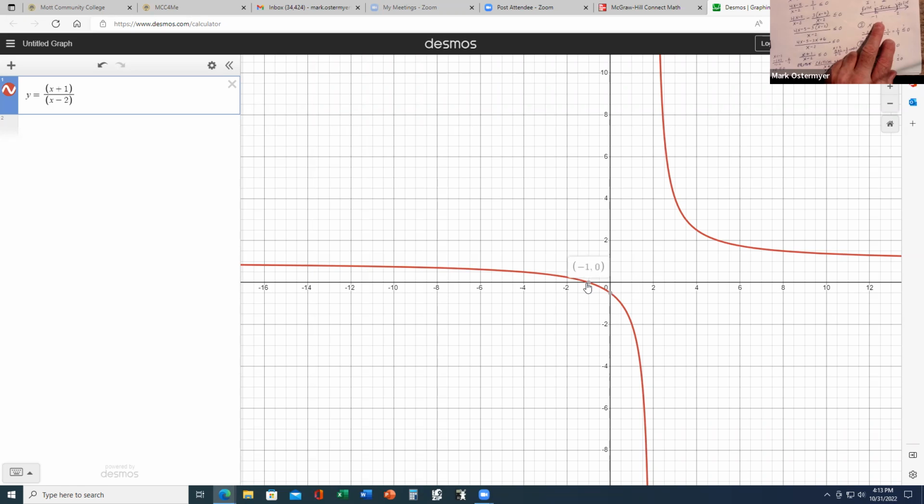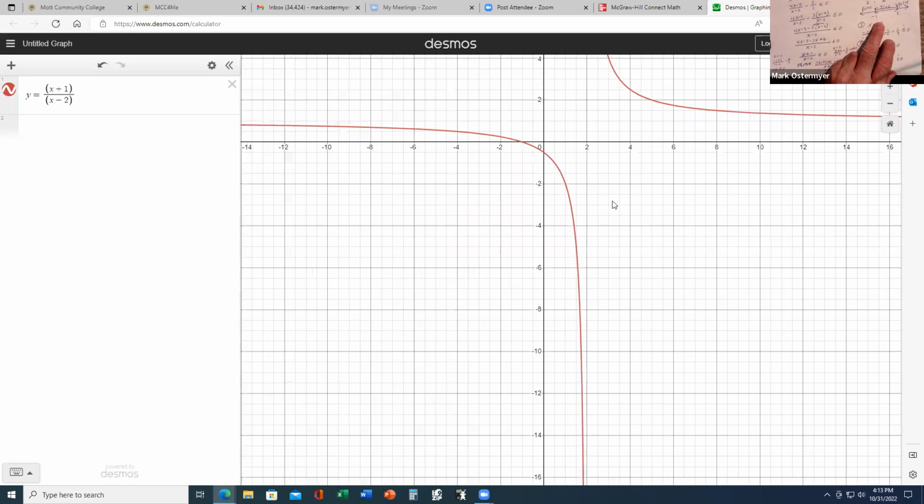Why do we include -1 in our solution set? Because the graph actually has a point on it that has -1 for its x-intercept. Why do we not include 2 in our solution set? Because x equals 2 happens to be a vertical asymptote to this rational function's graph.